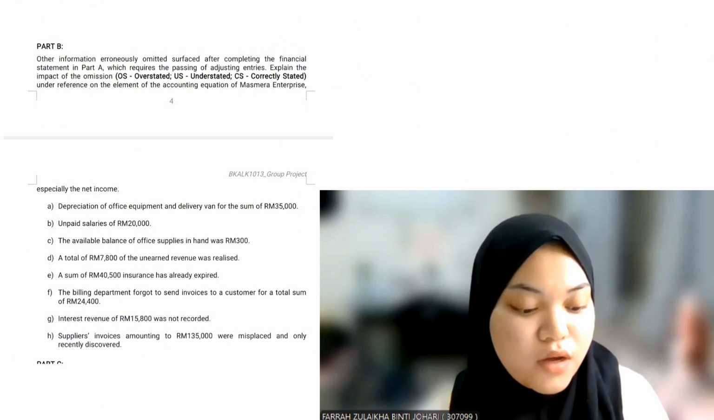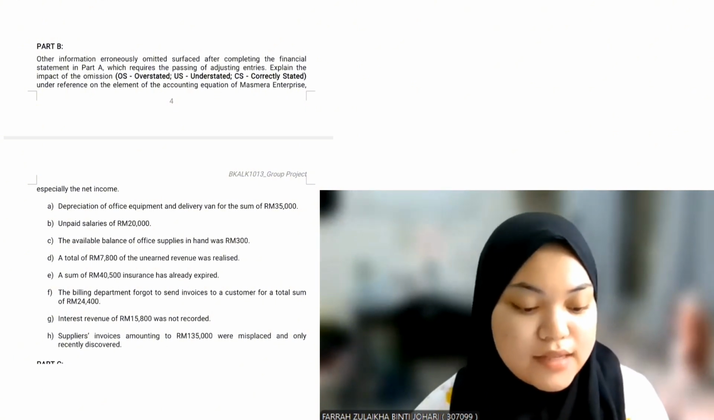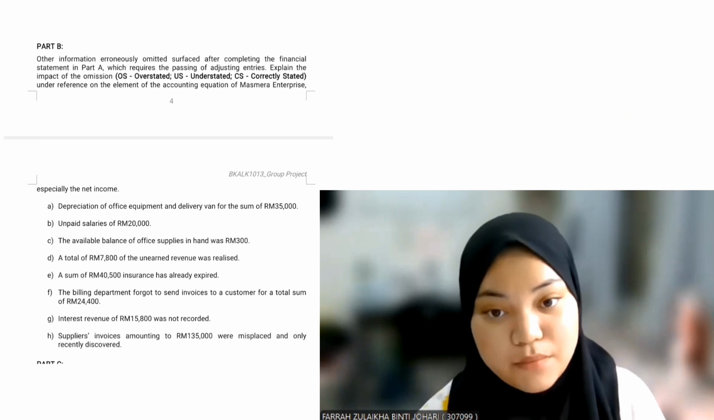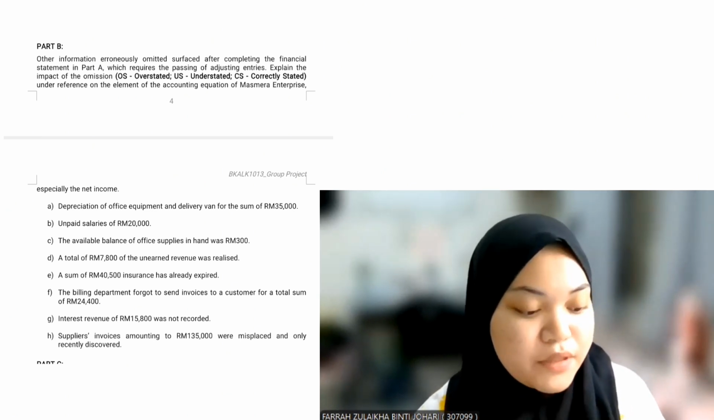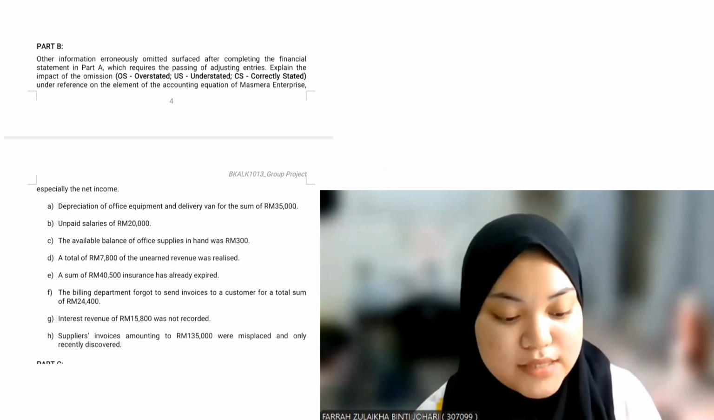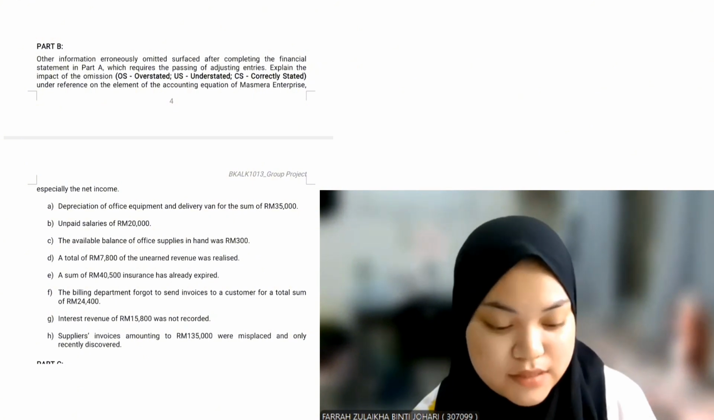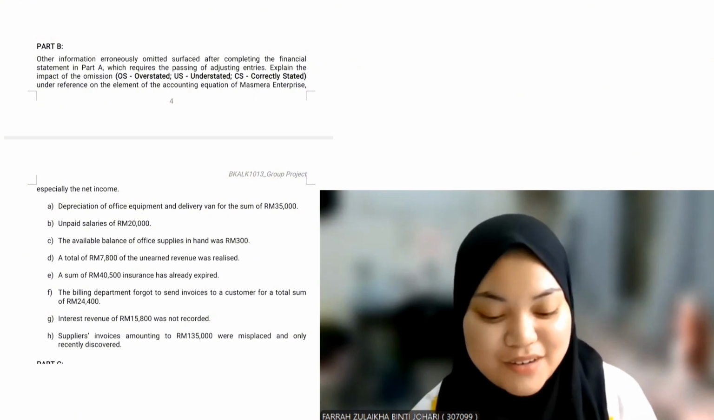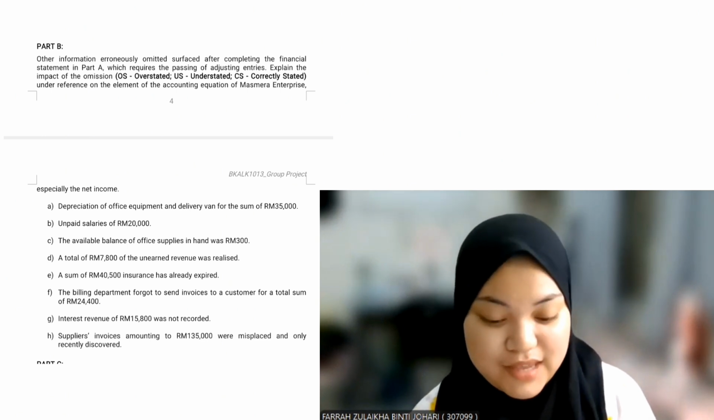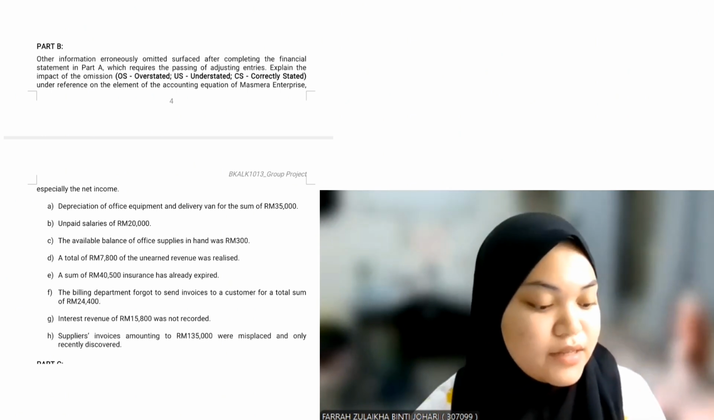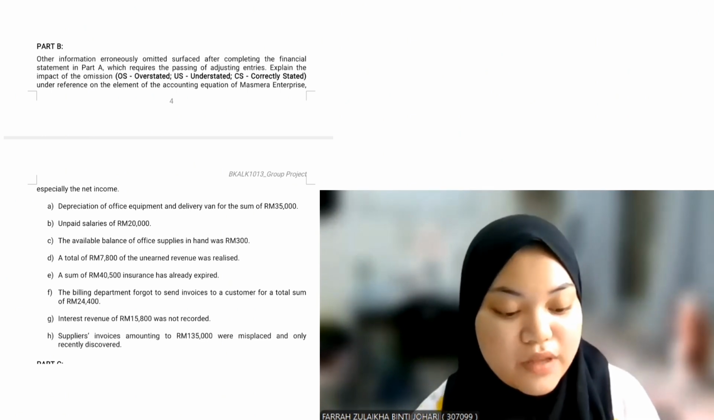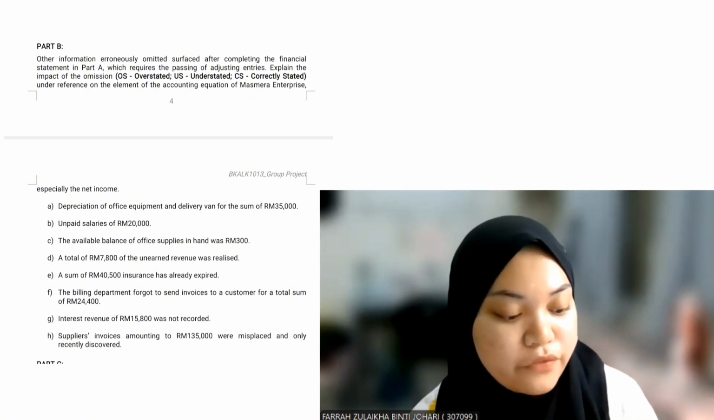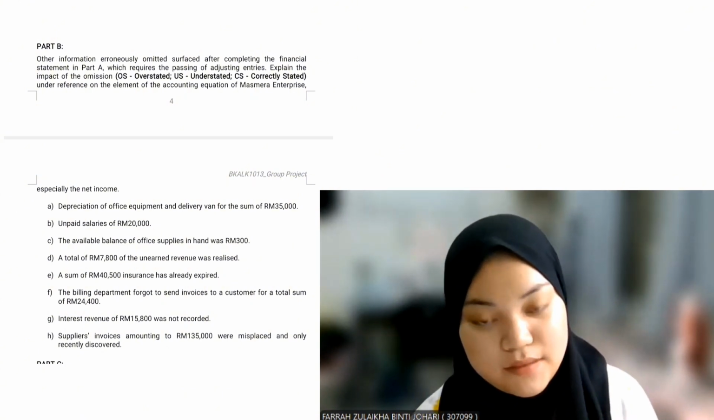For understated, this happens when the reported amount is lower than the actual amount. For example, a company reports 200,000 in expenses, but the real expenses are 250,000. In this case, the expenses are understated by 50,000, which could make the company appear more profitable than it actually is.